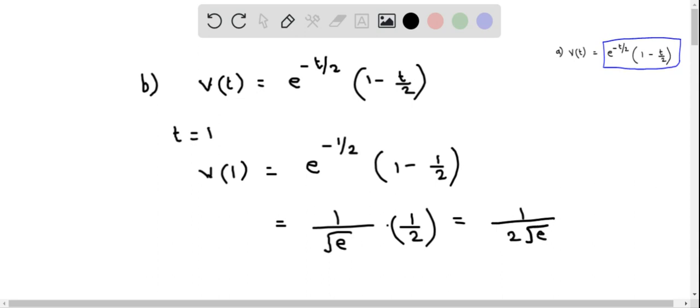We put this into the calculator to find the numerical value, and we approximate to 2 decimal places. We get this one as 0.30. This is in feet per second. And so this is the velocity of the particle after 1 second.